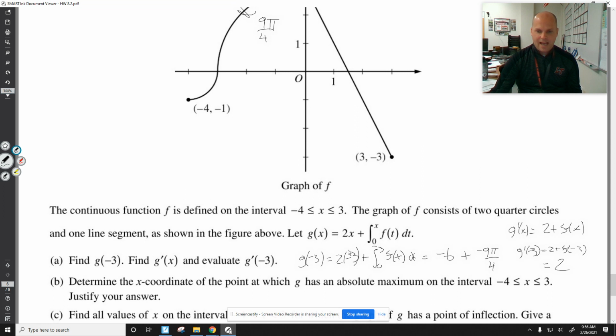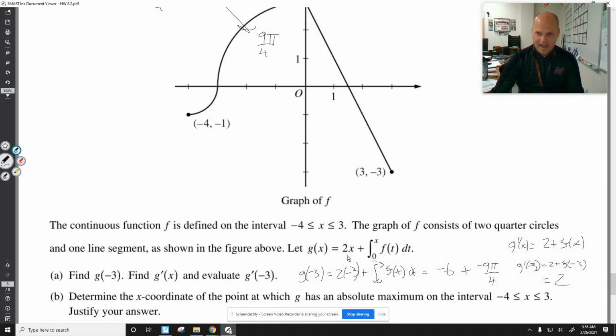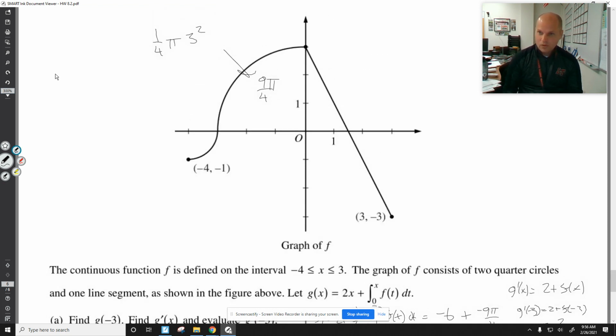When does g have an absolute max? All right, they go right off, they go right into the tough stuff. Okay, absolute max. Well, we need to analyze the signs of G prime, right?